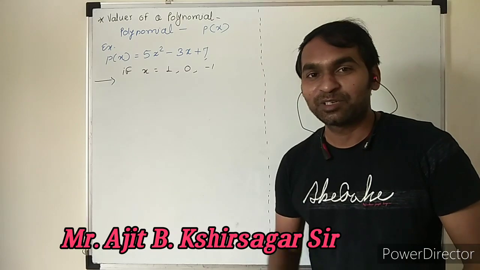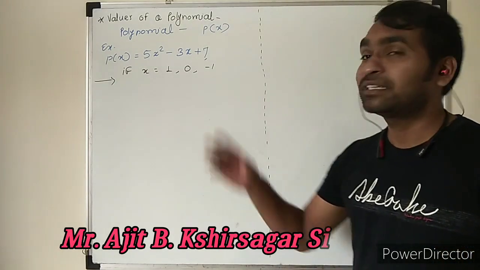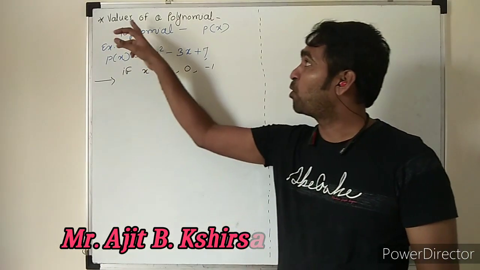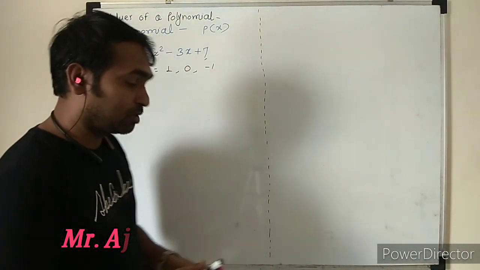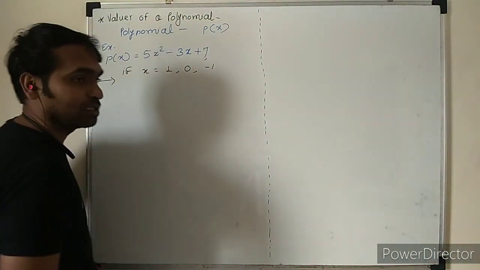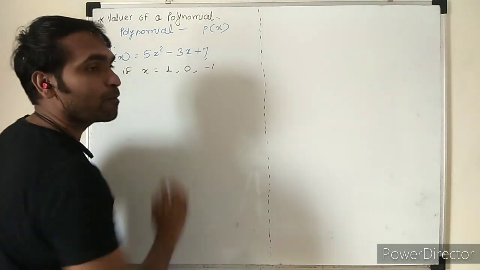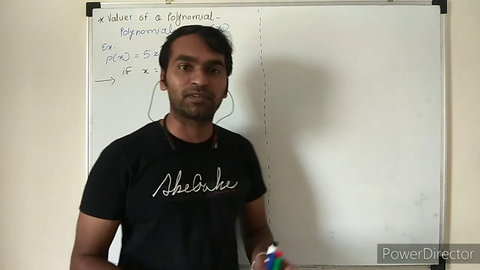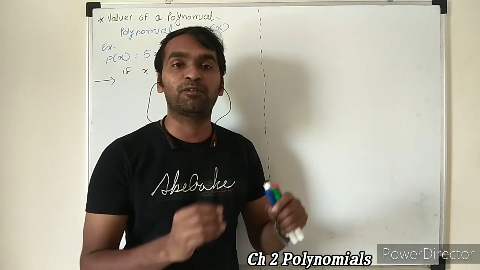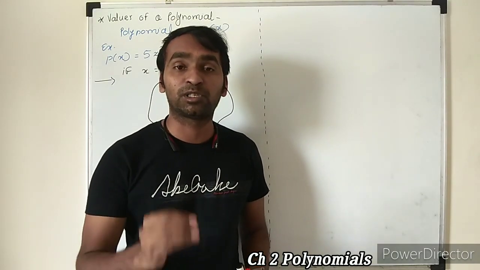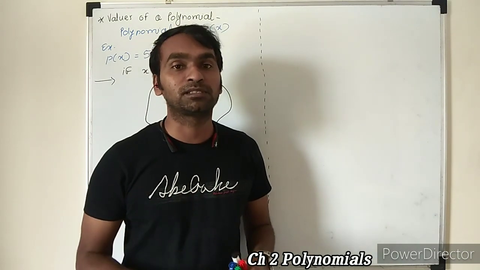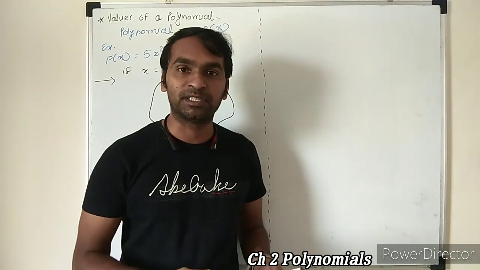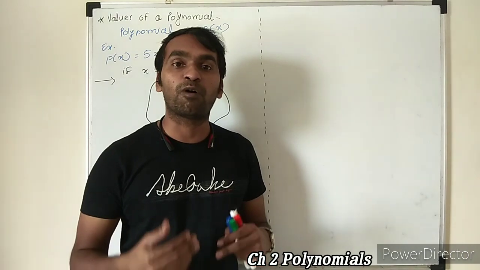Hi students, today we are going to study the next point, that is values of a polynomial. First, for polynomials you have to write p of x. Means when you are given any equation using the variable x, you have to write p of x. Suppose the variable m is in the equation, then you have to write p of m.